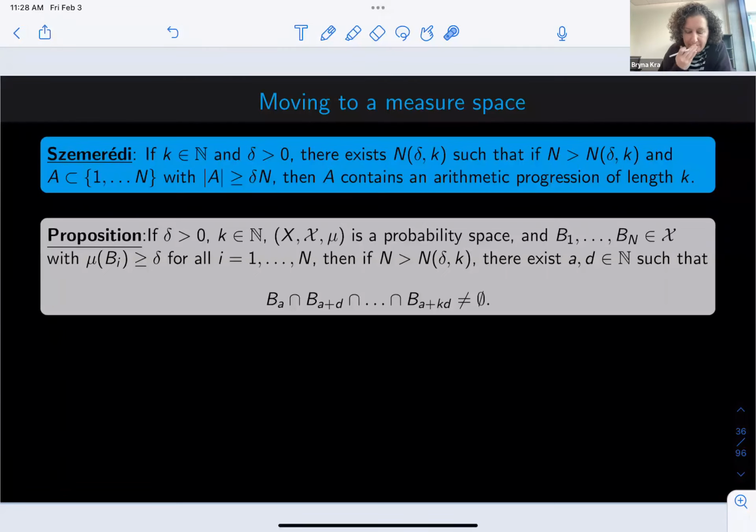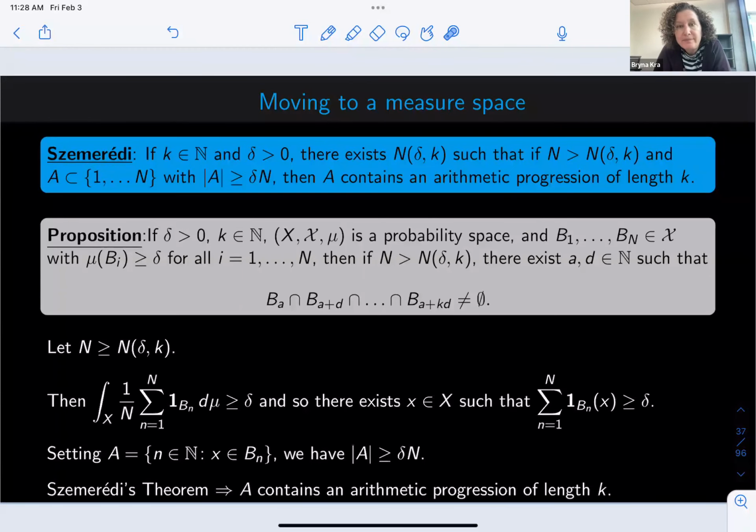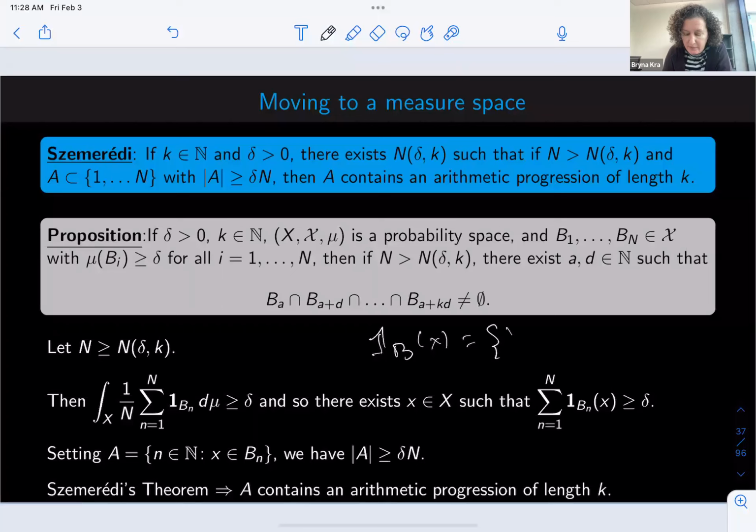All right, so what I claim is that Szemerédi's theorem immediately implies this proposition, which is about intersections in a measure space. And here's the whole proof. You look at your N, it's big enough that we can apply Szemerédi's theorem. That's just the first bit. And now you look at the indicator functions of these sets. So 1_B, that's the function which is 1_B of x equal to 1 if x is in B and 0 otherwise.